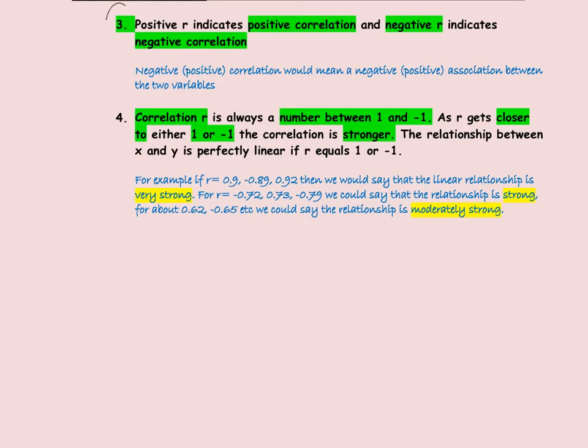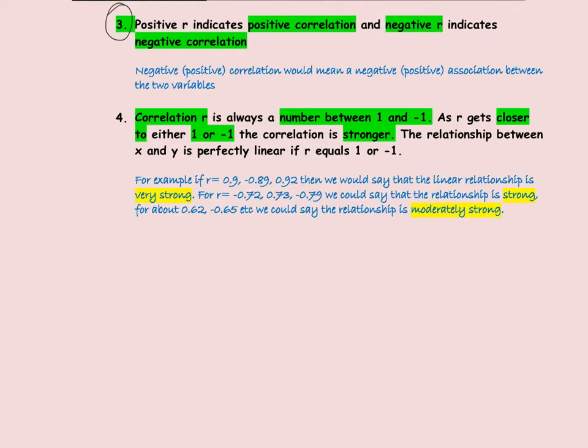Now, another thing to notice is that the correlation coefficient, R, would have the same sign as the direction of the relationship between the two variables. If the relationship between the two variables is positive, then the correlation coefficient will be positive, and if the direction of the relationship between the two variables is negative, then the correlation coefficient will also be negative.